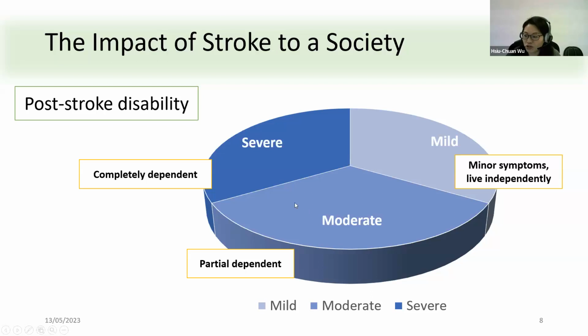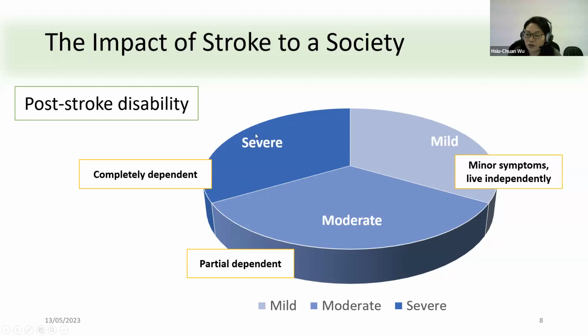But a third of the stroke survivors will suffer from moderate post-stroke disability. That means they are partially dependent. So they might have to walk with a crutch or even with a wheelchair. They can walk slowly, but they cannot go up or down the staircase. They might be able to drag a little bit, but they cannot swing, or they just need a little bit of help in their daily life.